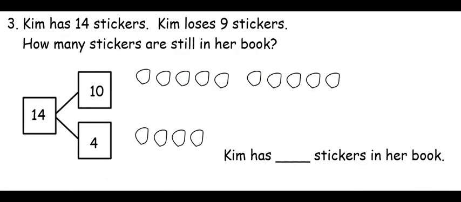The next question says Kim has 14 stickers. Kim loses 9 stickers. How many stickers are still in her book? So we've shown the 14 stickers as a group of 10 and 4. Again, I have the 10 in the top row, the 4 in the bottom row. Since she loses 9 stickers, I'm going to cross off the 9 stickers that she lost, and the remaining stickers would be my answer. So I have 4 in the bottom row and 1 more, that makes 5. So again, when I take 9 away, my answer is going to be 1 more than what I had in my bottom row. Since I had 4 in the bottom row and 1 more, I get 5.